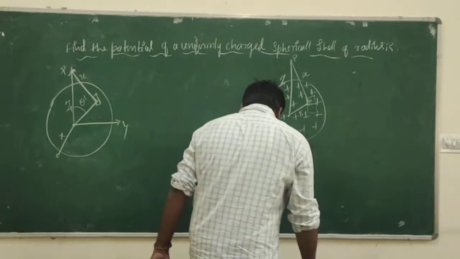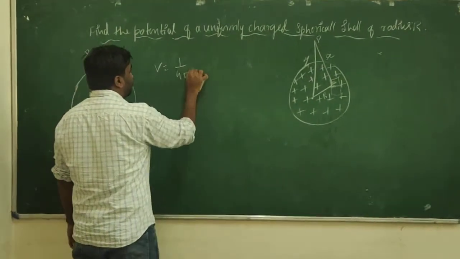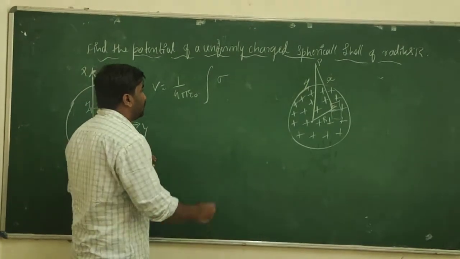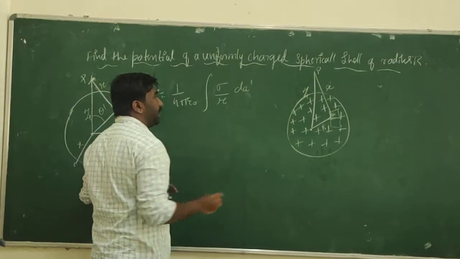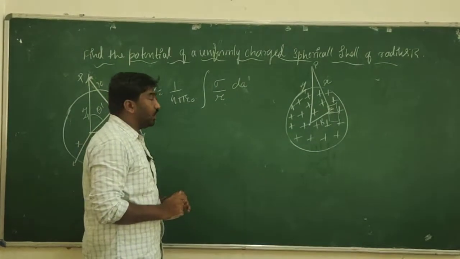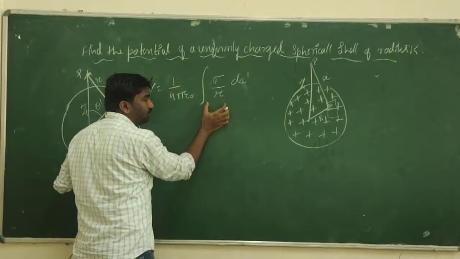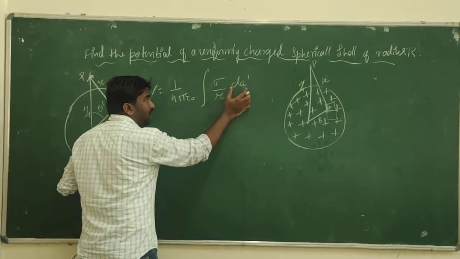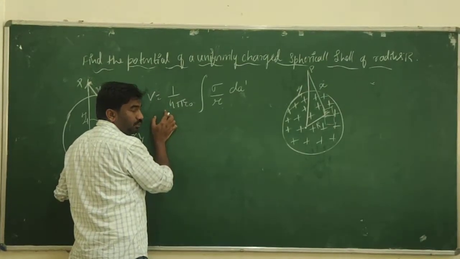We know that the general formula for the potential is V equal to the integration of 1 by 4 pi epsilon naught, sigma divided by r, into the area element dA dash. Here sigma means charge density. For this I need the 1 by r value. If you substitute this 1 by r value and take the area element dA dash, you can easily integrate this potential.